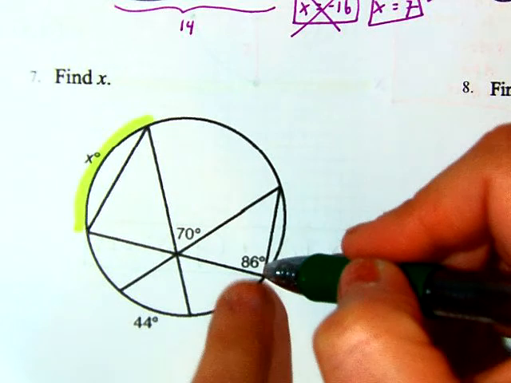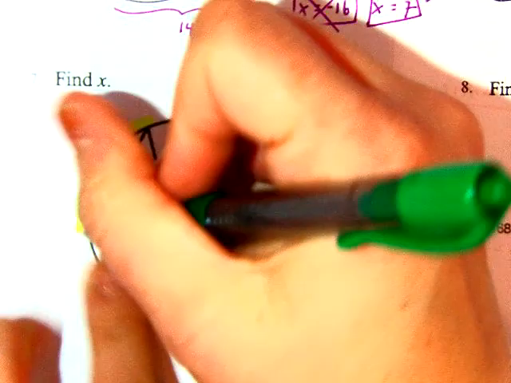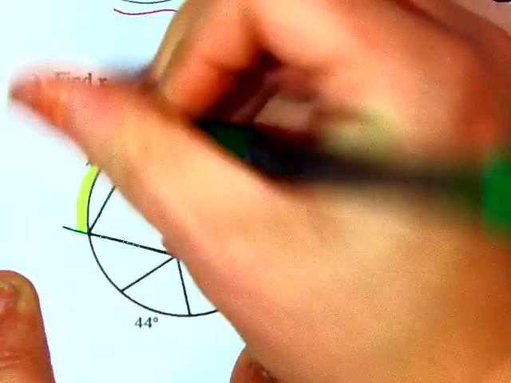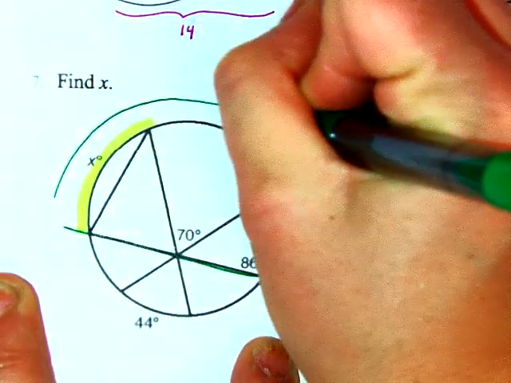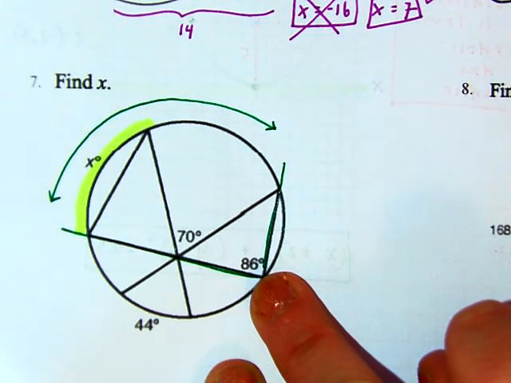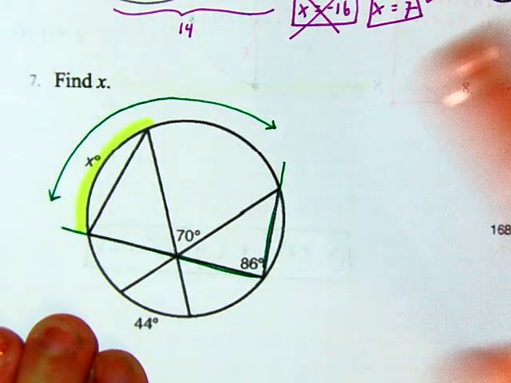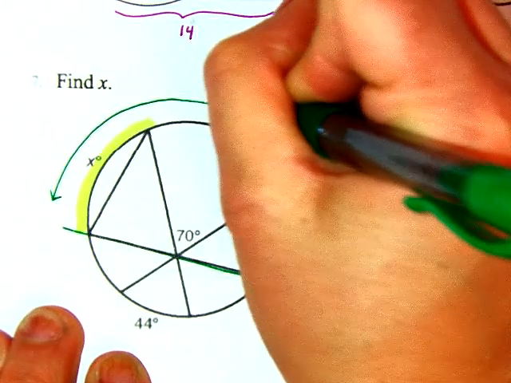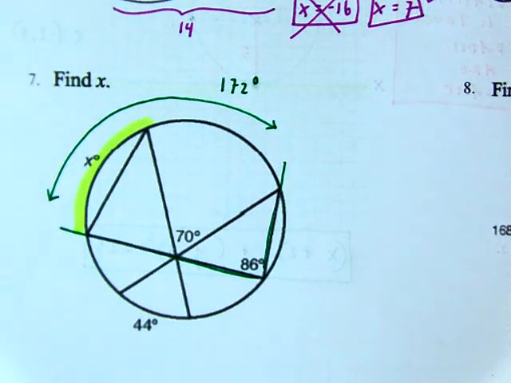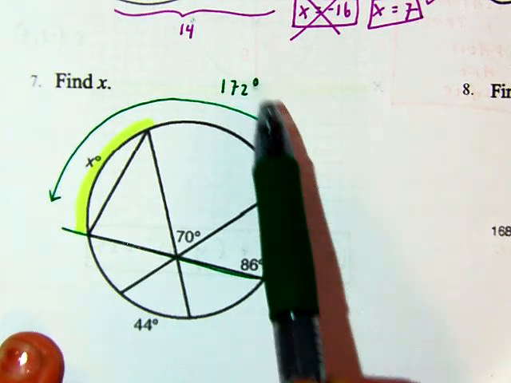If I look at this 86 and I trace it up, I go, okay, I know that from here to here, this whole span, that vertex is on the circle. Its arc is going to be double the 86. So this whole span here is going to be 172. Okay, but I still want x, so I need to know, well, what's this sliver here? Can I take that away from the 172?